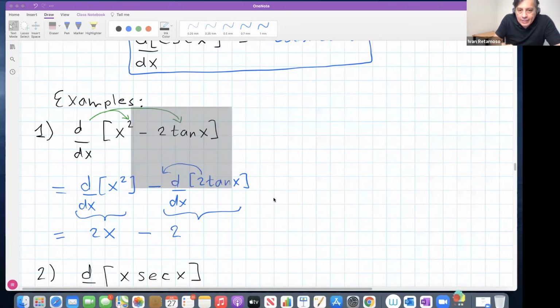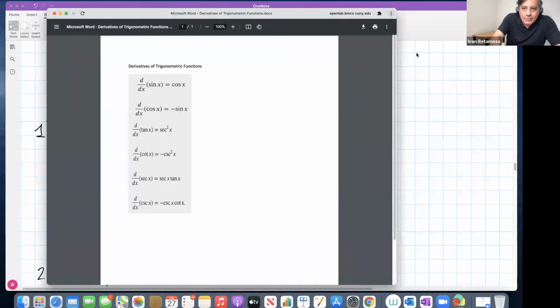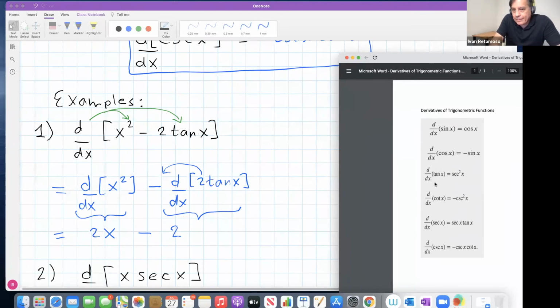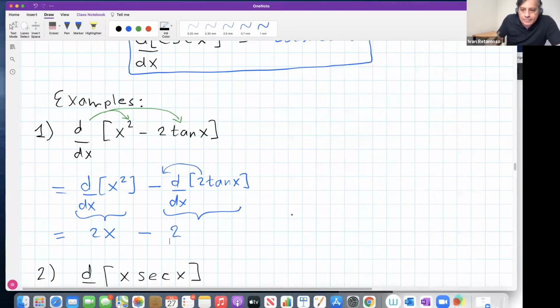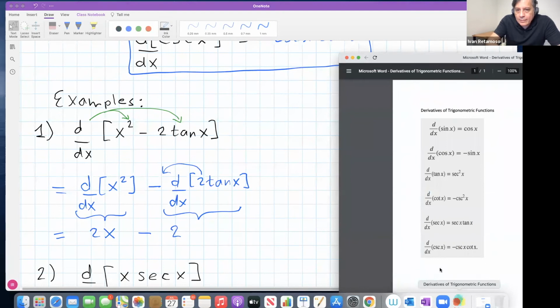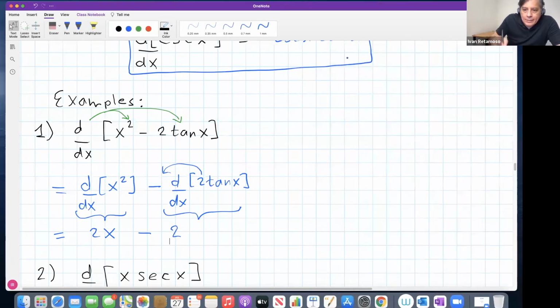Secant squared. But in case you have difficulties memorizing that, it is here, secant squared. So this will be, very good, 2 times secant squared, right? Excellent, very good. 2 times secant squared. Let's close this. 2 times secant squared. All right, very good. And that's it, right? This is the answer.